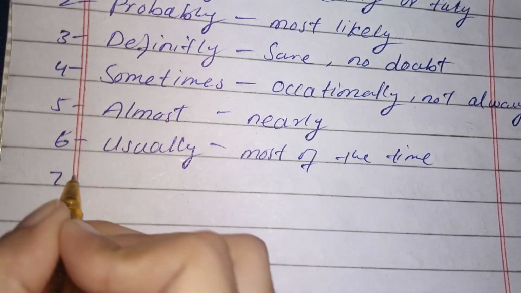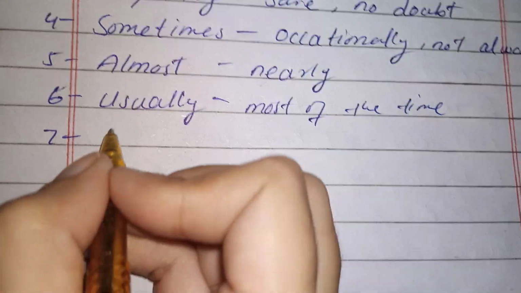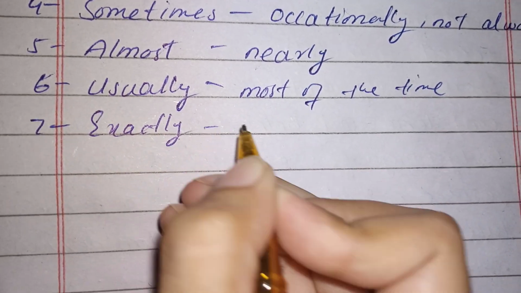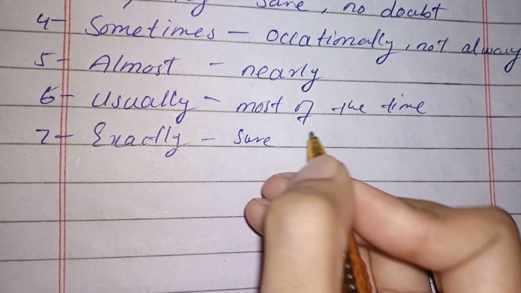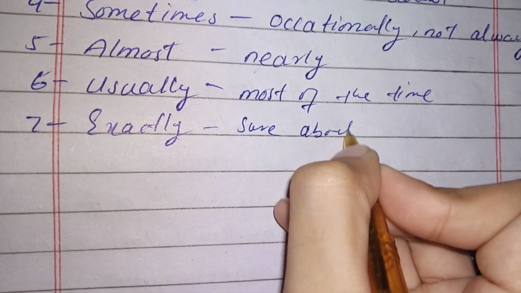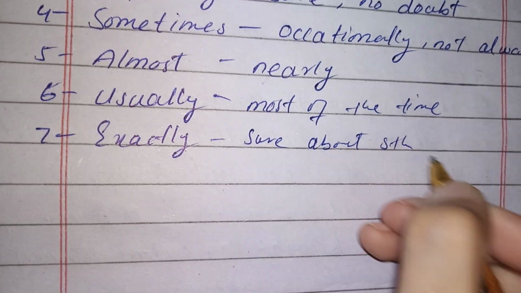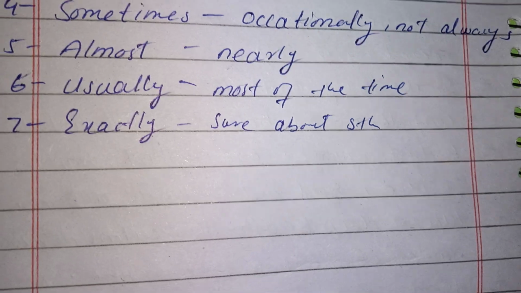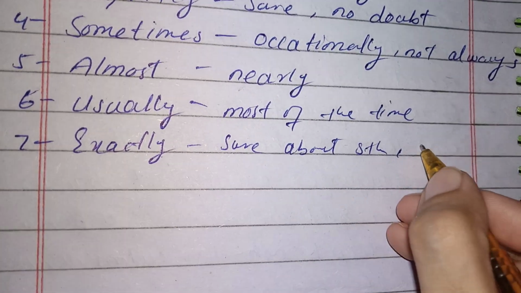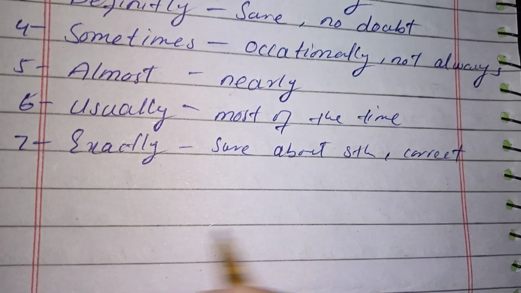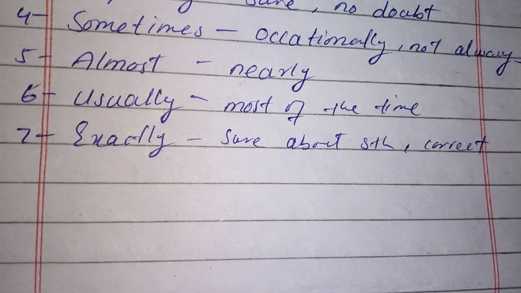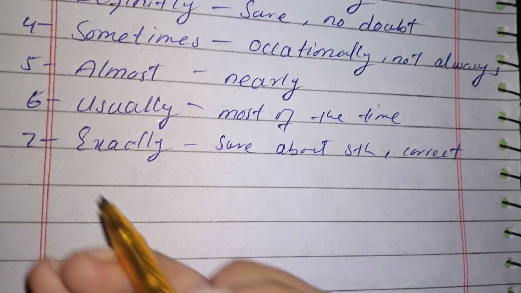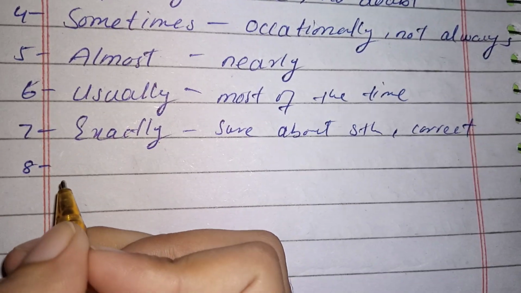Okay, and the seventh one is exactly. When you're sure about something. Okay, when you're correct, you can also say that. I was exactly going to say this word, or this is exactly my point. We can make sentences like this.